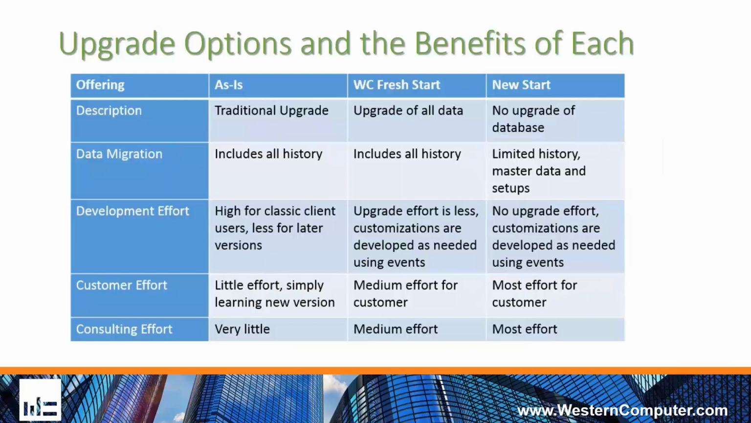What we've done here is we've put a chart together that talks about the three different methods of upgrading, the as-is, the fresh start, and the new start, and a chart that explains each of them. So let's go down the as-is, where you'll see it's a traditional upgrade. It brings in all your history. From a development effort, it's a high development effort for classic users before the RoleTailored client, version 5 and below, for the lesser versions. From a customer effort, it's very little effort, simply learning the new interfaces and learning just the new version in general.